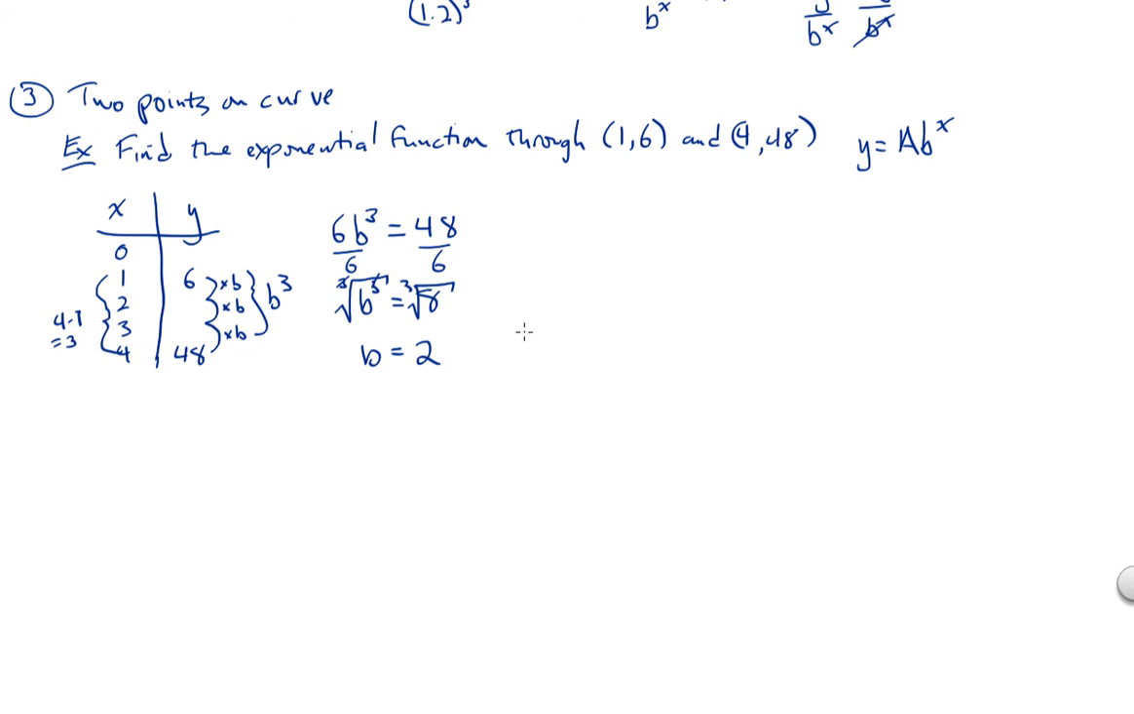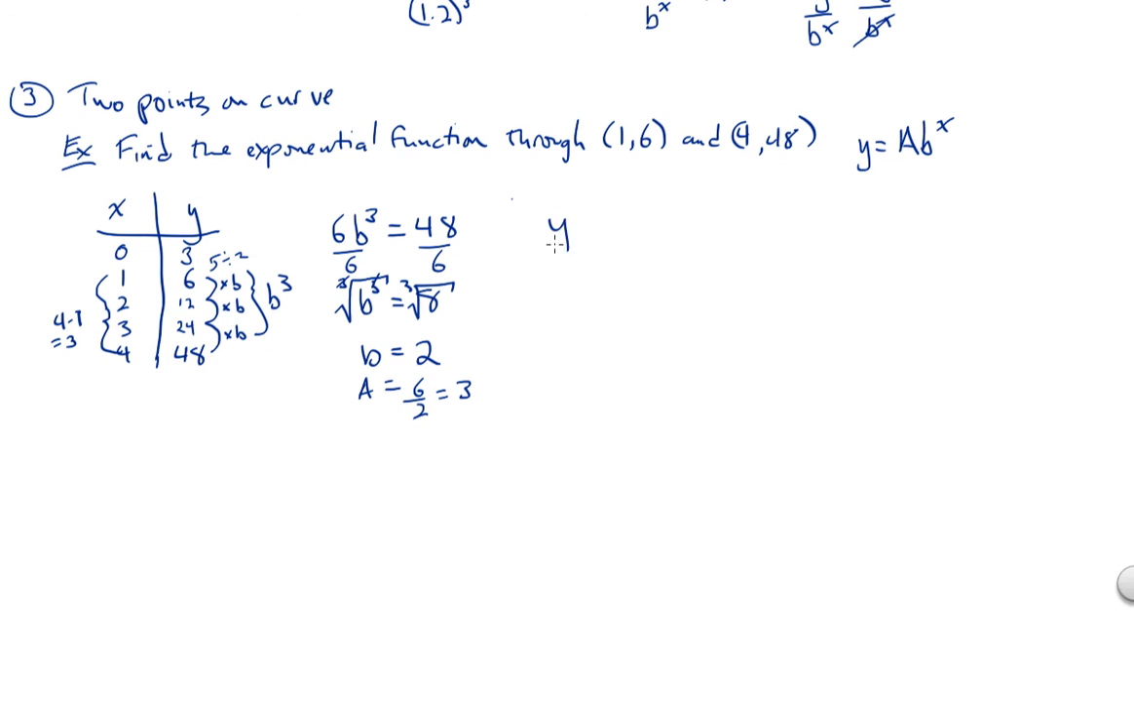So b is a nice number, 2. It won't always be nice, but in this case it is. And you can test that. Multiply 6 times 2, you get 12. Multiply that by 2, you get 24. Multiply that by 2, you get 48. So that works out. You can check. Now we can go backwards. Let's divide by 2. Well, that means our a value is 3. So a is 6 divided by 2, or 3.